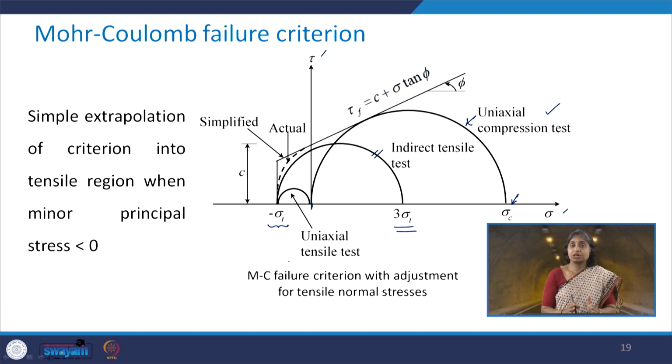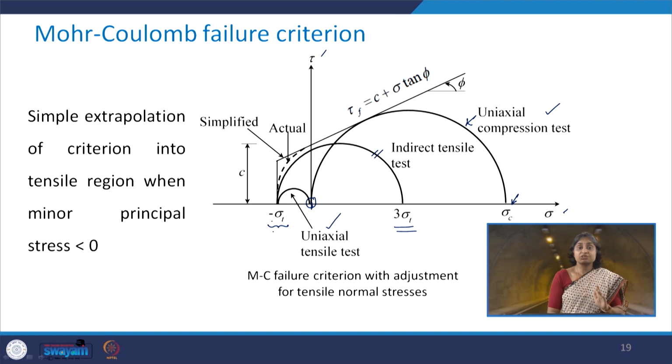You remember I mentioned to you that tension we will represent by a negative sign. In case you have a direct tensile test, that is a uniaxial tensile test, your major principal stress is going to be equal to 0 because it is a uniaxial tensile test, and the minor one is going to be minus sigma t, that will be equal to the tensile strength of the material.